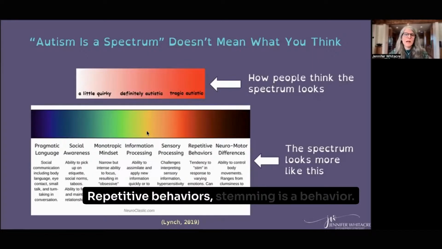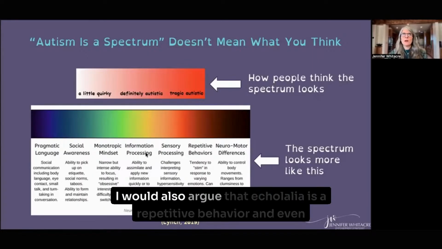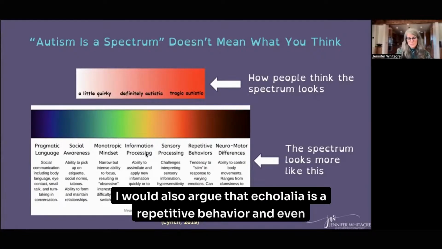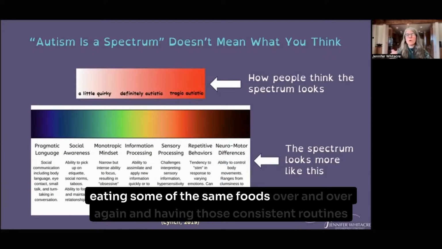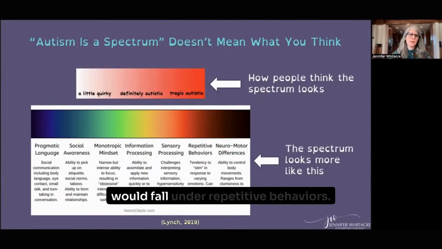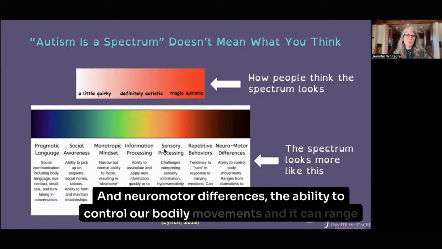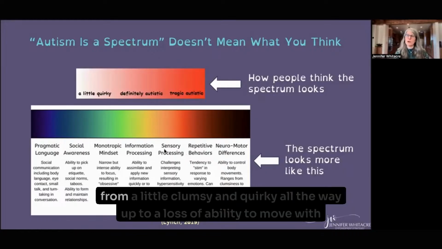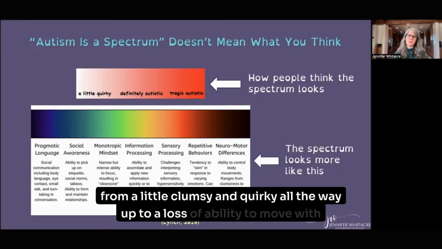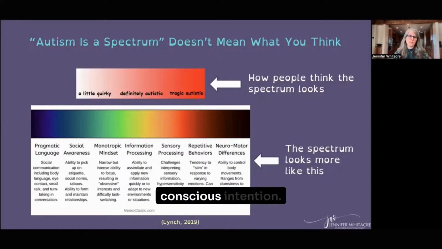Repetitive behaviors, stemming is a behavior. I would also argue that echolalia is a repetitive behavior, and even eating some of the same foods over and over again and having those consistent routines would fall under repetitive behaviors. And neuromotor differences, the ability to control our bodily movements, and it can range from a little clumsy and quirky all the way up to a loss of ability to move with conscious intention.